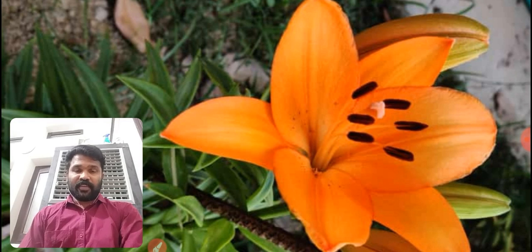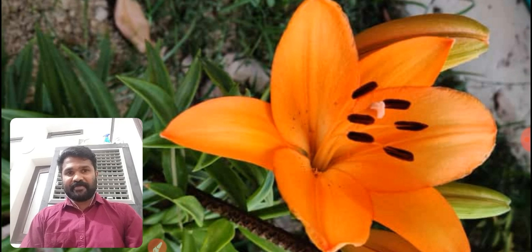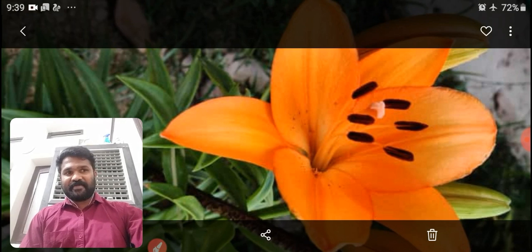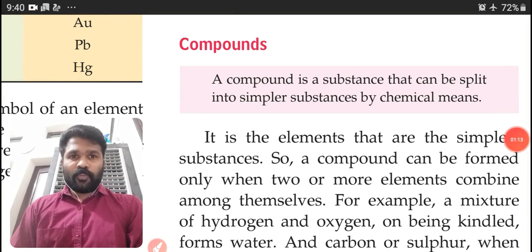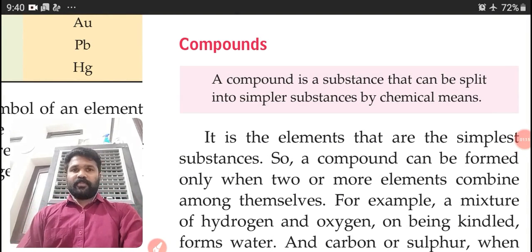Students, we have already started Unit 3, elements, compounds and mixtures. Today we are going to discuss an important topic from this unit, compounds. Take out your book and watch this session carefully. Here is our topic, compounds.